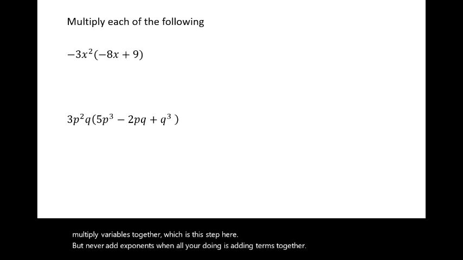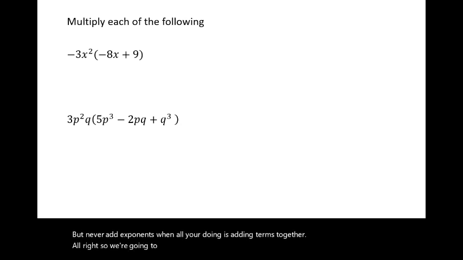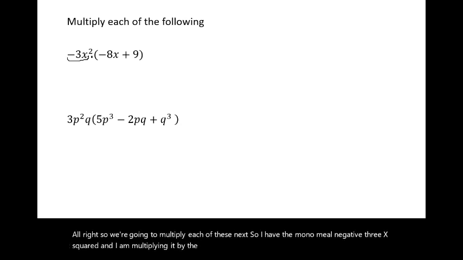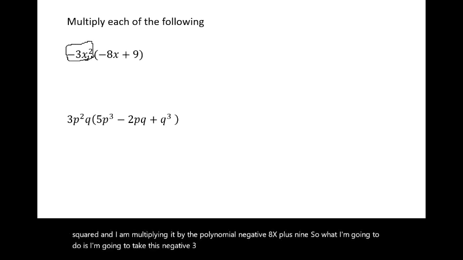All right, so we're going to multiply each of these next. So I have the monomial negative 3x squared, and I am multiplying it by the polynomial negative 8x plus 9. So what I'm going to do is take this negative 3x squared and distribute it to every single term in the polynomial.